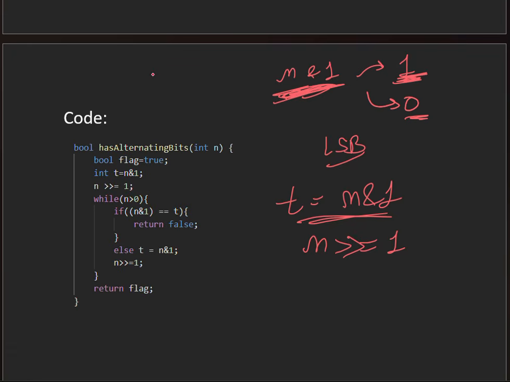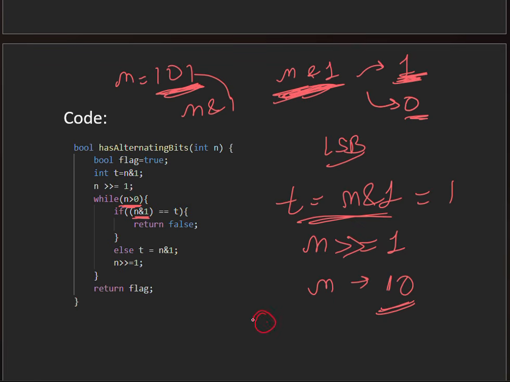Suppose we have the number 5, 101. So first of all we take this bit, this is n in binary form, 101. If we do n AND 1, so 1 AND 1 will give us 1, so t becomes 1. Then we right shift n. Now our n in binary will become 10. We are using a loop until n is greater than 0. Then again we are doing n AND 1, right? So again we do n AND 1, so 0 AND 1 is 0.